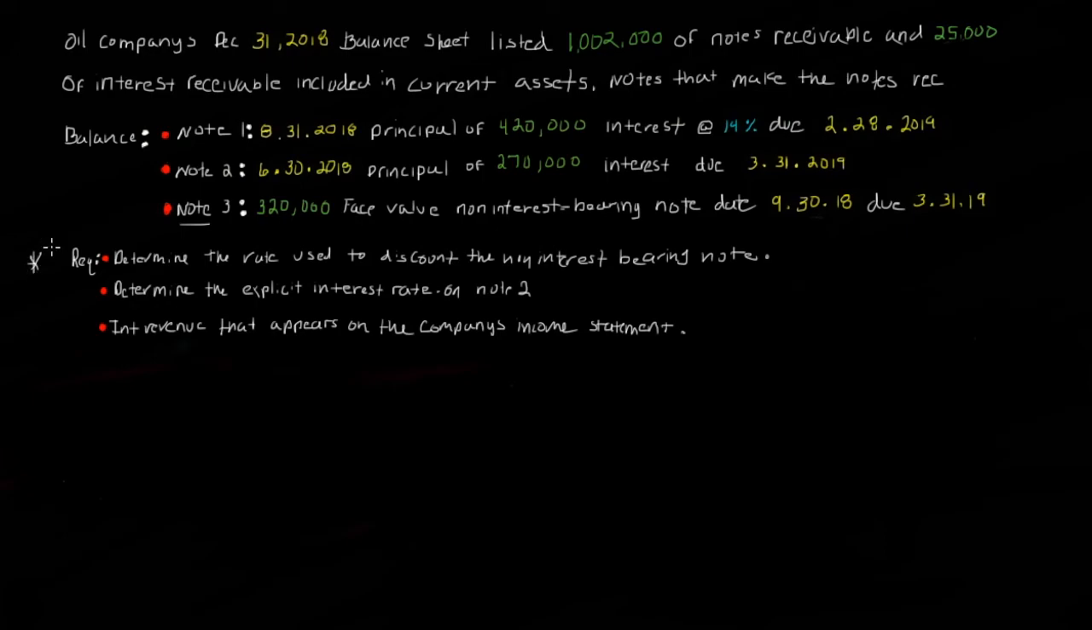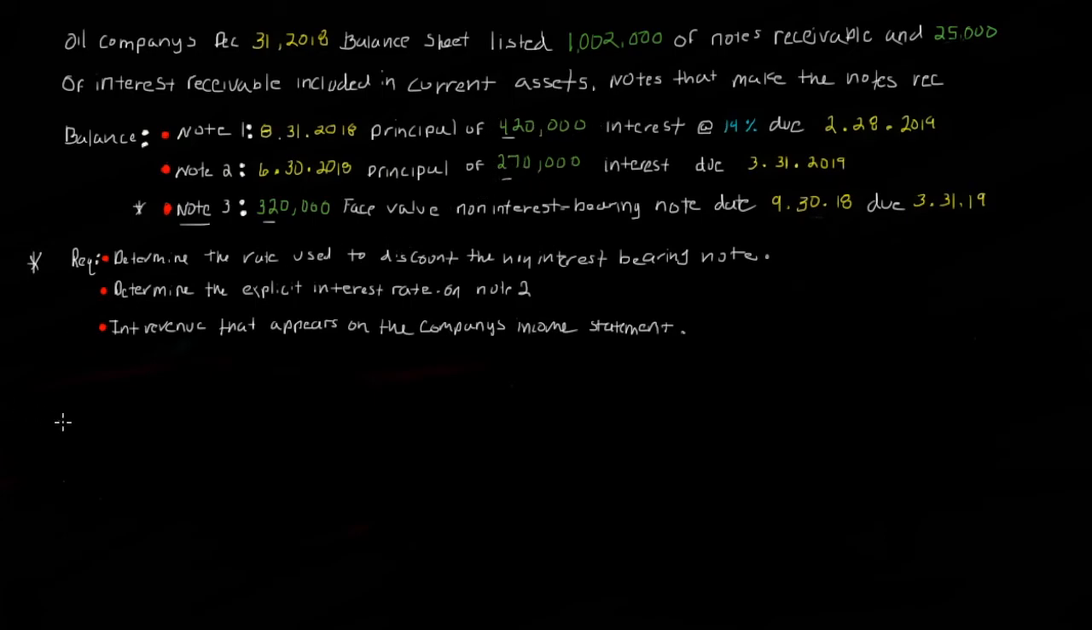I'm at the red bullet points at the very bottom here, and we will start with number 1. Hopefully you guys can read my handwriting, but in case you can't, that is why I'm reading it for you all. It says, determine the rate used to discount the non-interest bearing note. And the non-interest bearing note is here at the bottom, the one with a $320,000 face value.